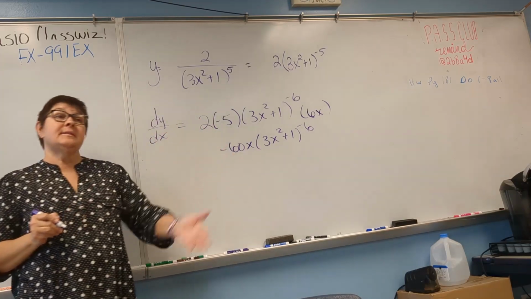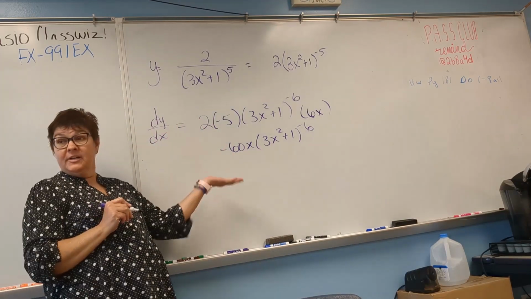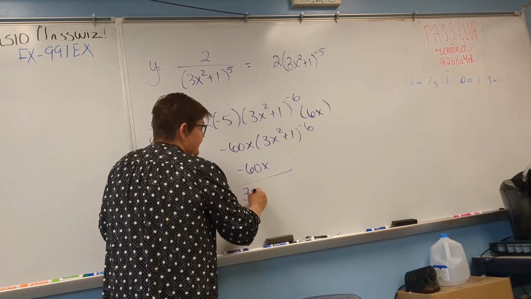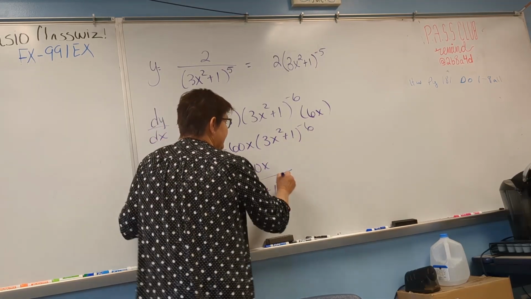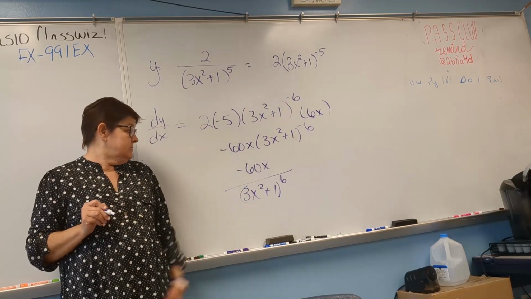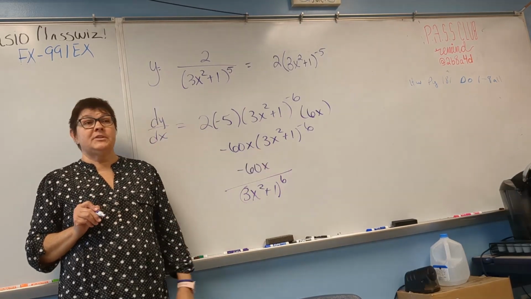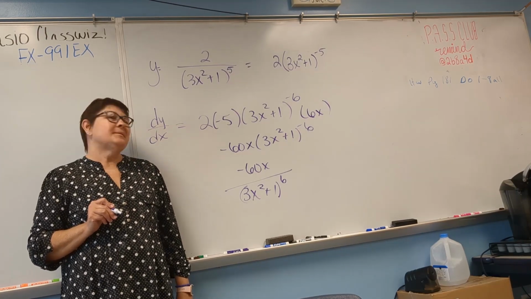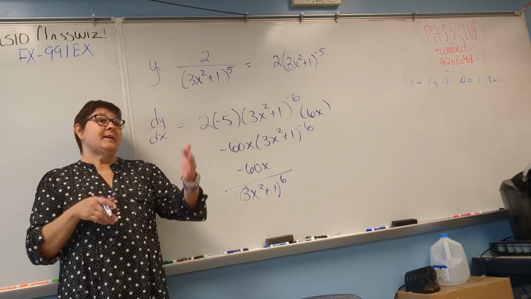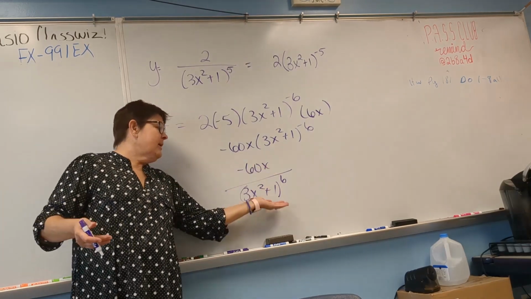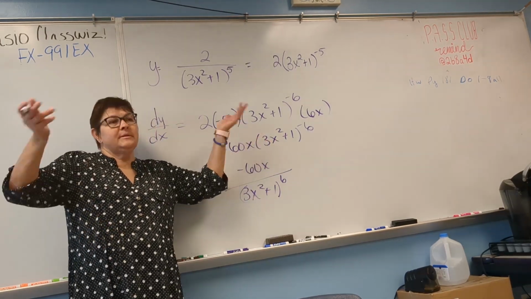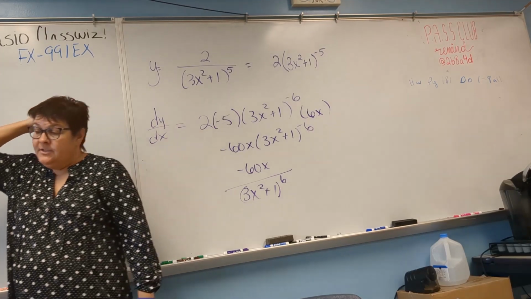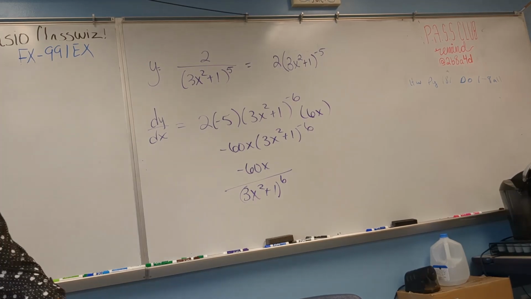And I could go one step further to make it prettier. This is good. -60x all over 3x squared plus 1 to the 6th power. Would that work? That or that is sufficient. So you can just leave it with the exponent. Sometimes they're going to say, find the gradient when x is 1. If you're plugging a 1 in here, it's a little easier here than here, but it's up to you all. Okay, 2 more examples and then I'm done teaching.